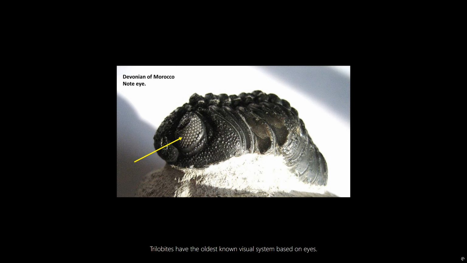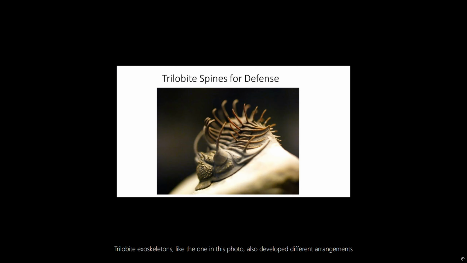Trilobites have the oldest known visual system based upon eyes. Their eyes have mineralized lenses of calcite. Each little bump that you see on this eye that the yellow arrow is pointing to is an independent lens. Trilobite exoskeletons, like the one in this photo, also developed different arrangements of hard spines for protection against predation.